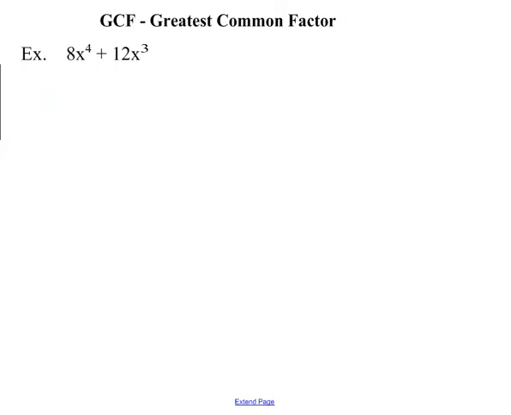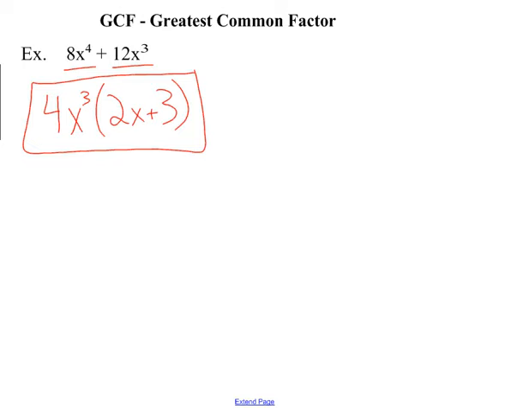Okay, let's try one last one here. Here I have 2 terms. Let's see, between the 8 and the 12, in common there's a 4. And the first term has 4 x's, the second term has 3 x's. So they both have at least 3. So I can factor out 4x cubed, which will leave us with a 2x plus 3 left inside. So that is now factored.